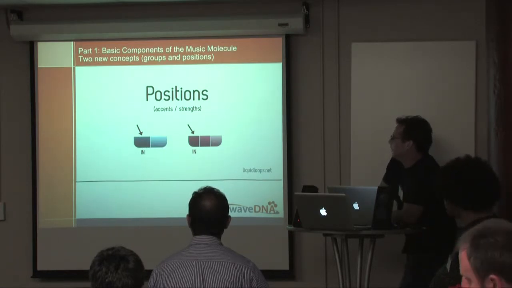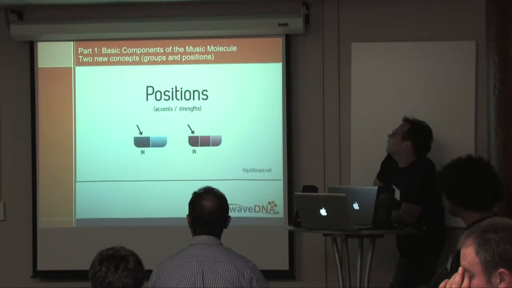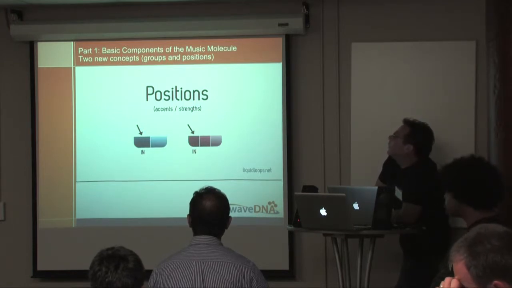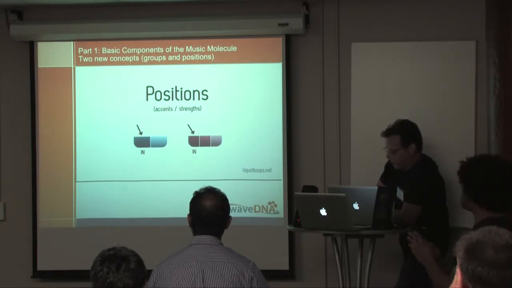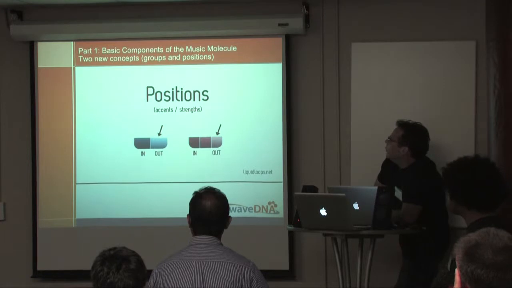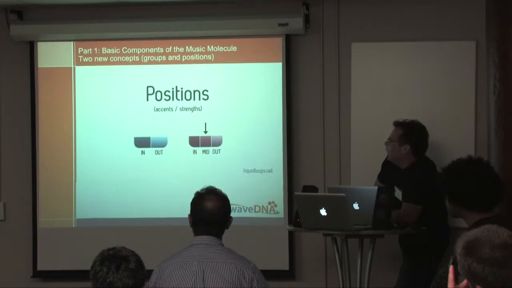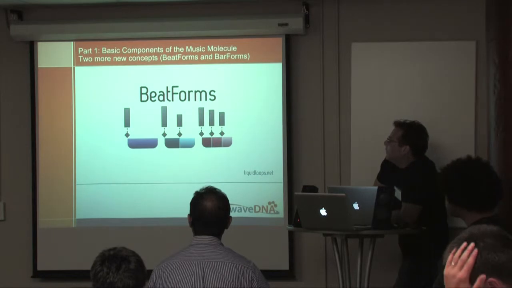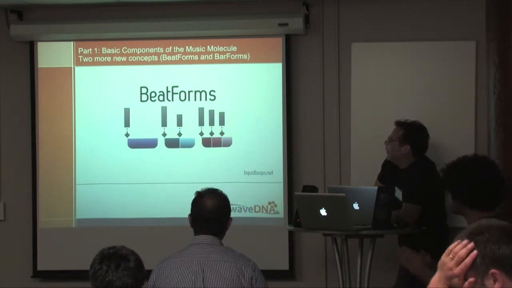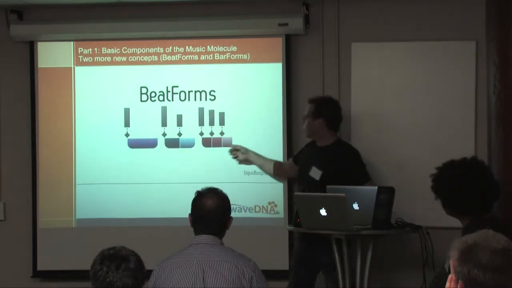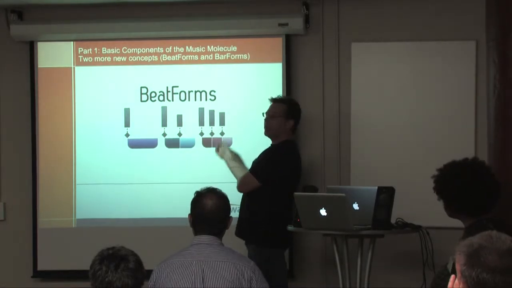So you'll see that these groups collect different slots or positions, and they're shaded differently. The darkly shaded position or slot is a strong or "in" position. The most lightly shaded position is the "out" position, or the weakest position, and the ternary positions have a mid position as well. Beat forms.